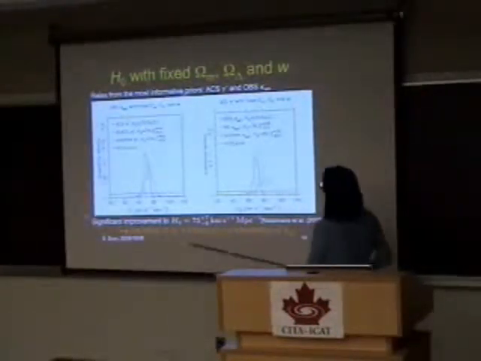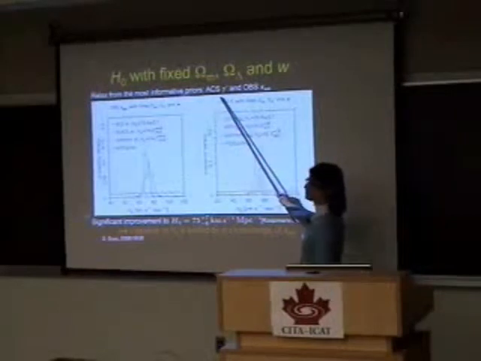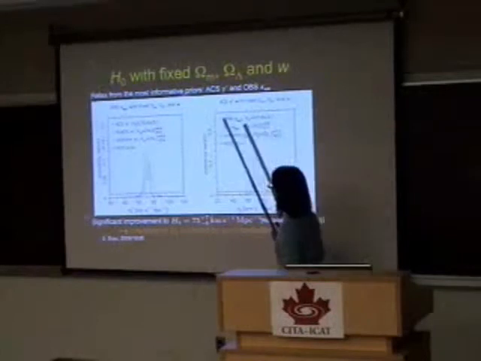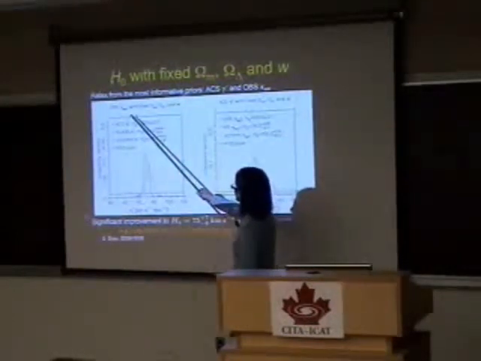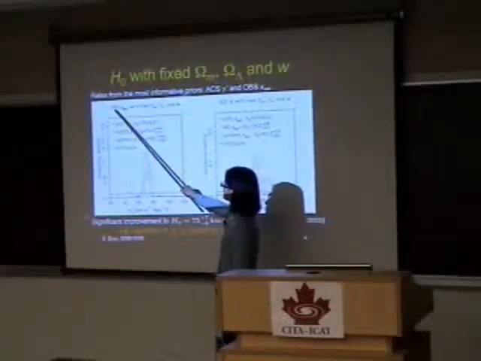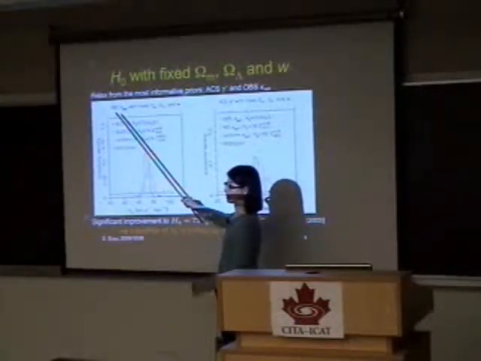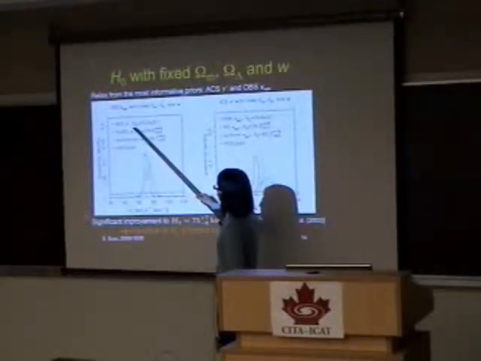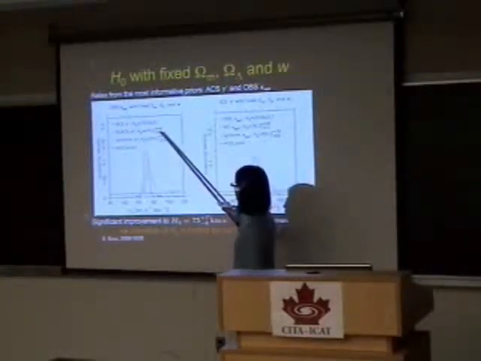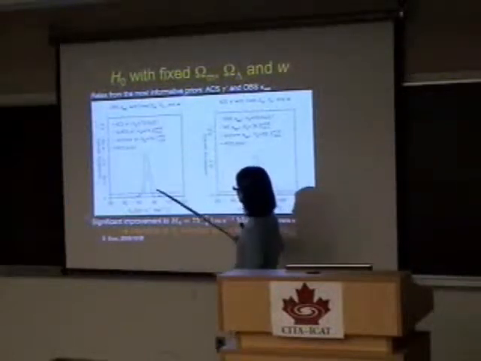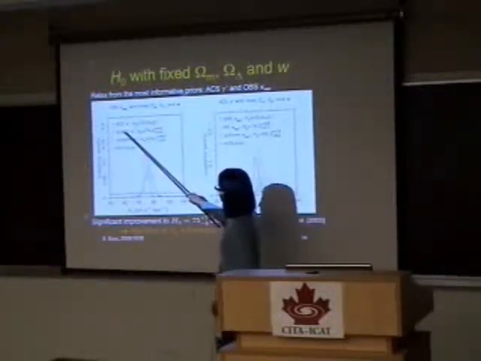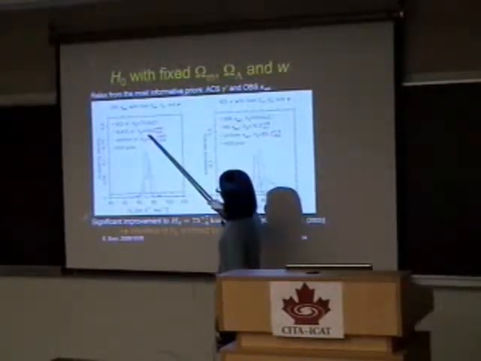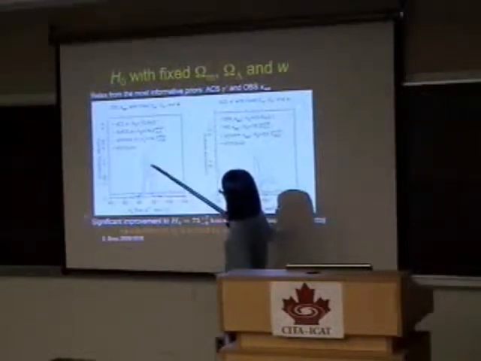So recall that our most informative prior is the ACS for gamma prime, OBS for external convergence. In the left panel, I fixed the external convergence to be OBS and relaxed the prior on gamma prime. So with the ACS prior, H naught is 70.6 plus or minus 3.1. This is the red distribution here. If I relax it to flat, H naught increases by about 3 or 4. And that's shown in the blue distribution.